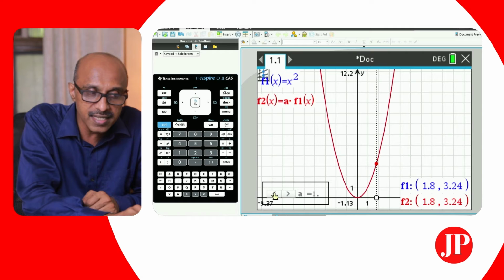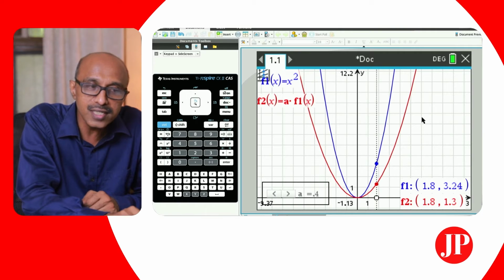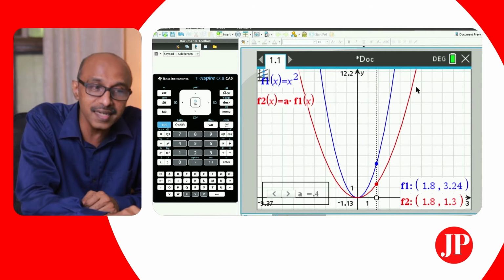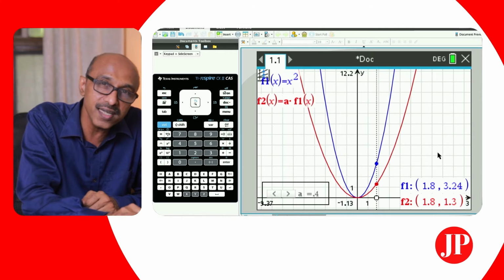Okay, now a less than 1. All right, a less than 1. Watch what's going to happen. Can you see what's happening? It looks like the graph, the transformed graph, is moving away from the y-axis, but moving towards the x-axis.